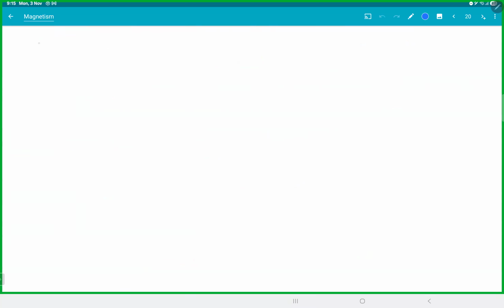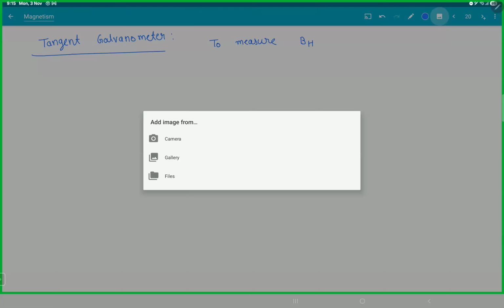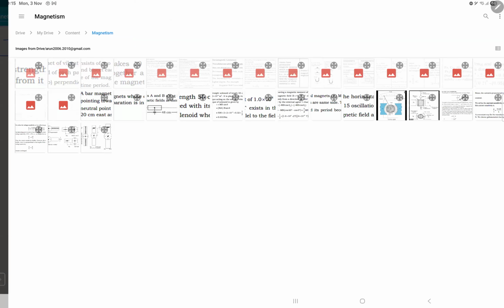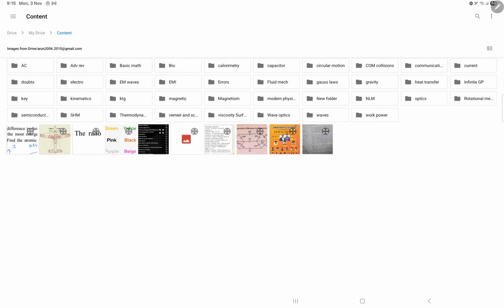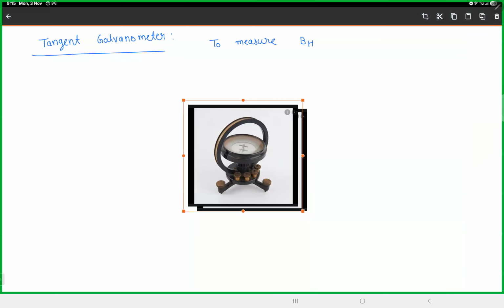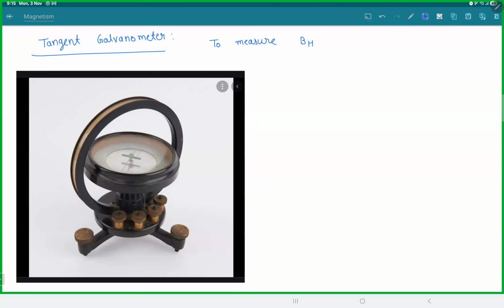Next thing, tangent galvanometer. Now this is technically not there in the mains, but other exams might ask. Not a difficult thing, so just see. What is a tangent galvanometer? It is used to measure BH. This is how the equipment looks. Pretty simple idea there. This is a circular coil.